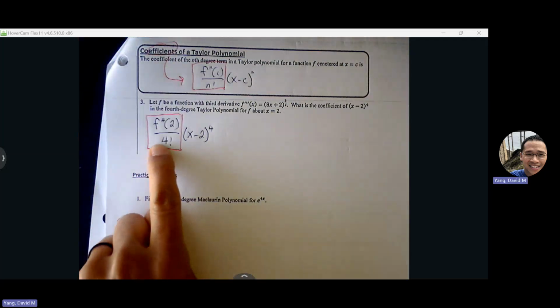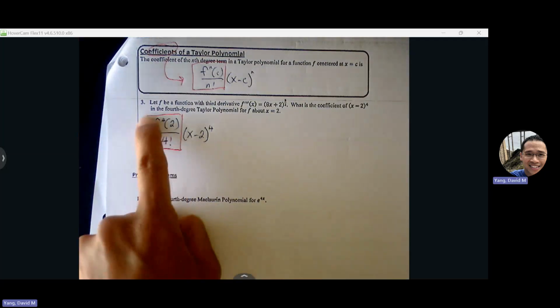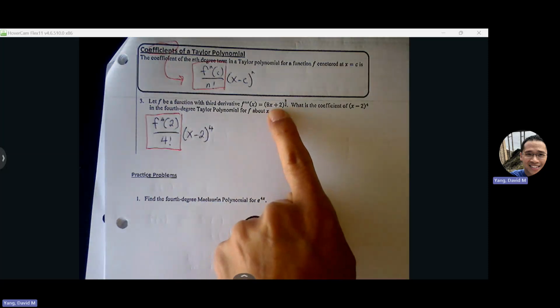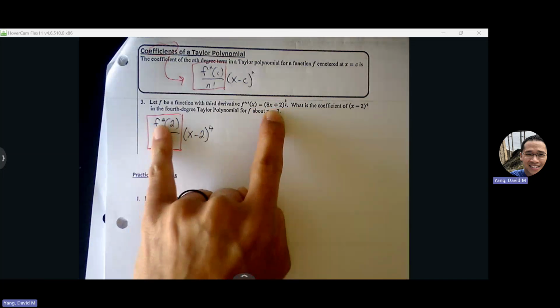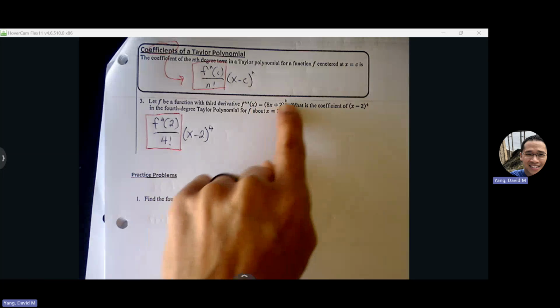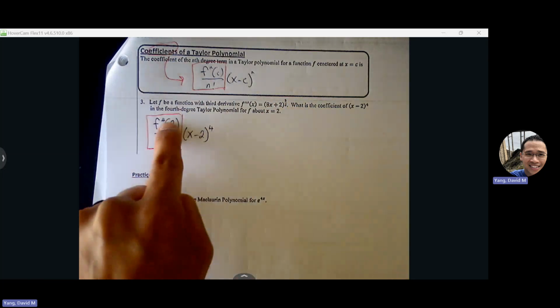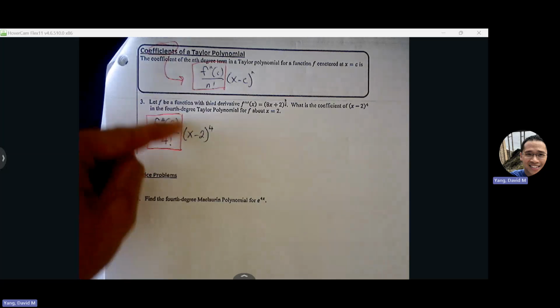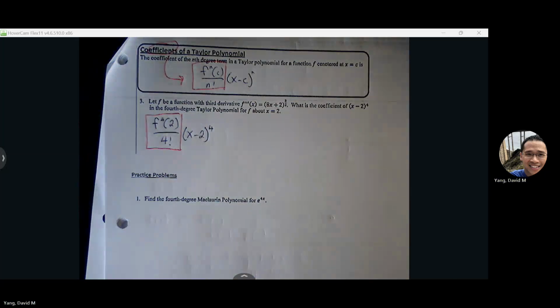Well, 4 factorial we already know, but the fourth derivative evaluated at 2, we just have to make our way down to that. We have the third derivative, so how do we get here? Just take the derivative once and then plug in 2. And once you find the fourth derivative at 2, then that can plug in for this. And then this divided by 4 factorial would be the coefficient of this term.